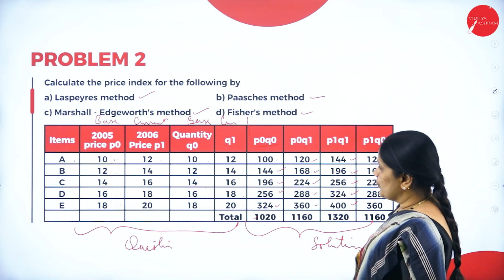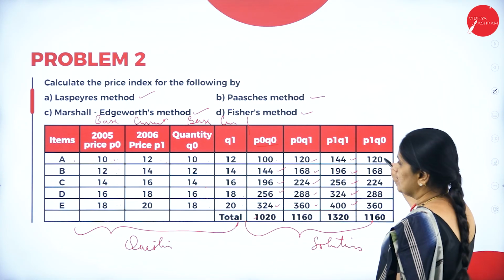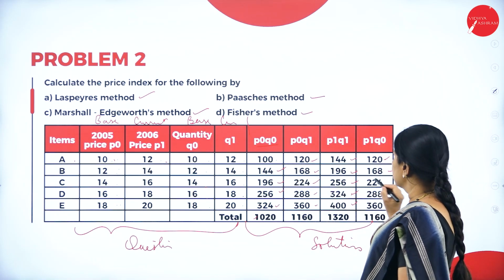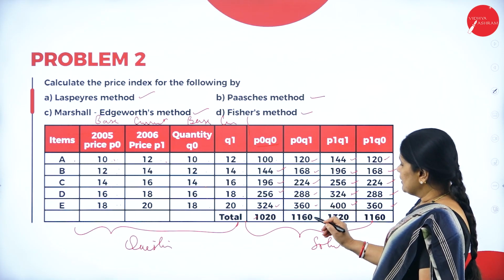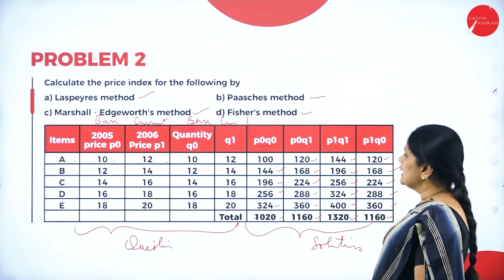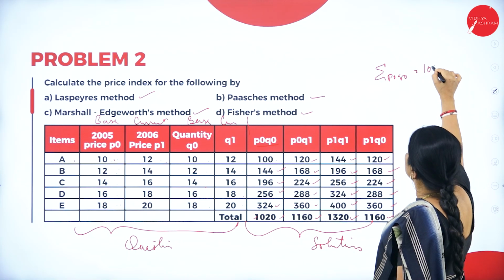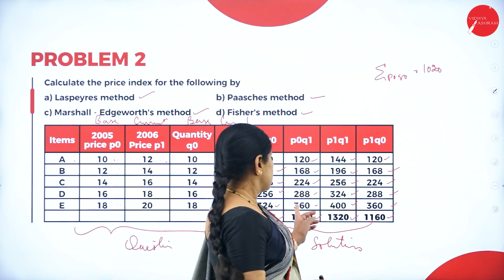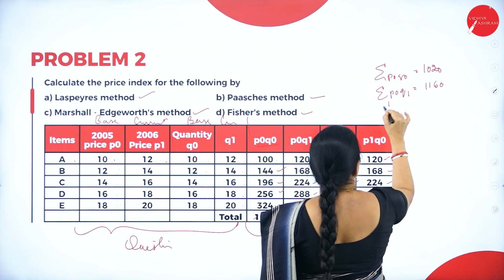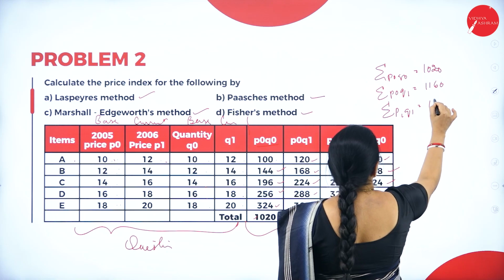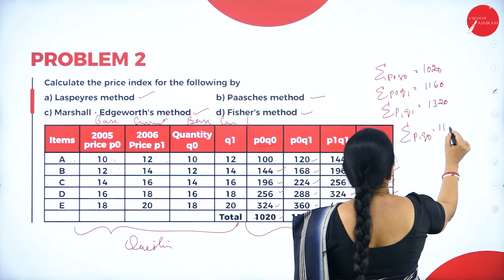Now, P1Q0, that is price of the current year with the quantity of the base year. 12 10s are 120, 14 12s are 168, 16 into 14, 224, 18 into 16, 288, 20 into 18, 360. When we add all these values, we get sigma P0Q0 equals 1020. Then sigma P0Q1 equals 1160. Sigma P1Q1 equals 1320. Then sigma P1Q0 equals 1160.